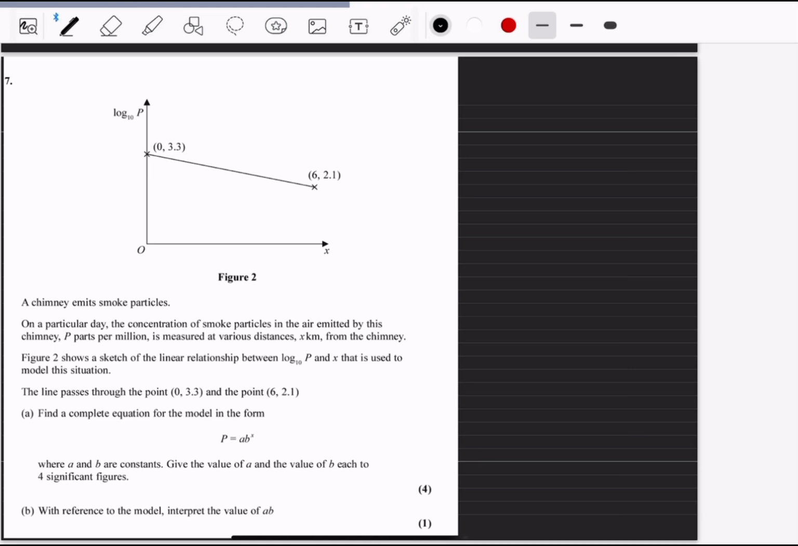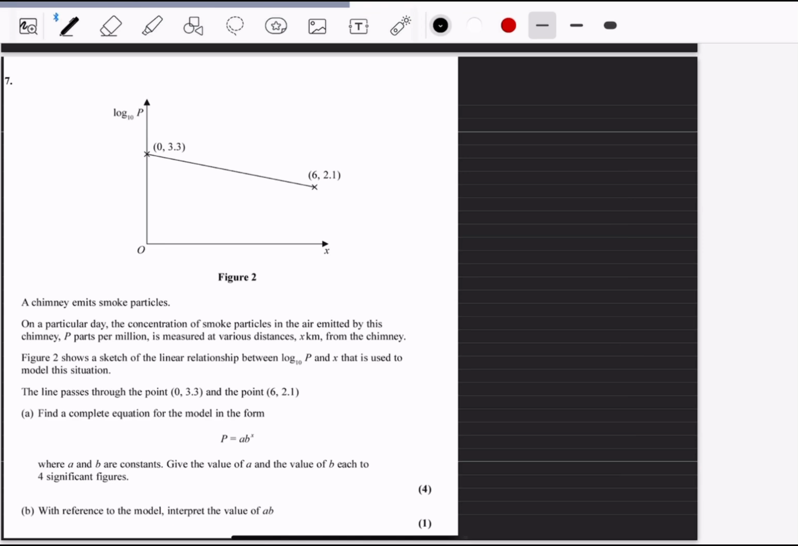In Figure 2, the vertical axis stands for log 10 p, so the base is 10, and the horizontal axis is for the distance x. In addition, this straight line passes through the points (0, 3.3) and (6, 2.1). The first question asks you to find a complete equation for the model in the form p equals a b to the power x, which means a and b are constants that need to be determined.